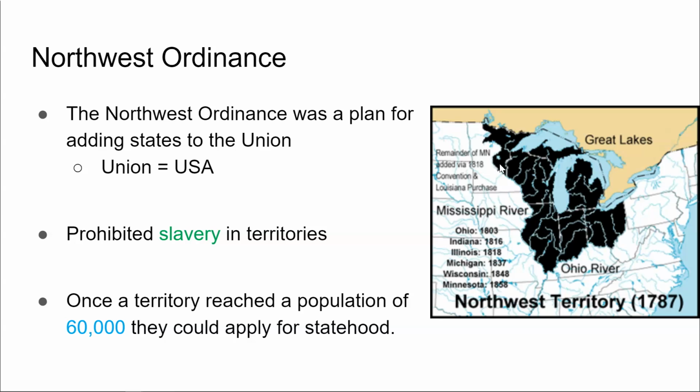Now, the Congress appoints the governor. So the Congress has some control over the territory until it applies for statehood once it has a population of 60,000 people. And so that's just the keys there. So the Northwest Ordinance is the process for becoming a state. The Land Ordinance is the process of settling that territory.